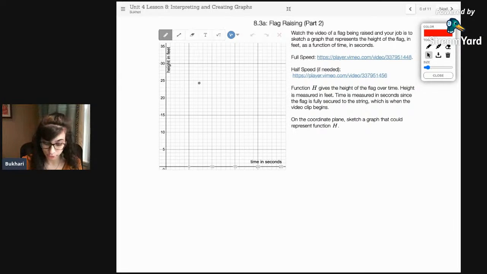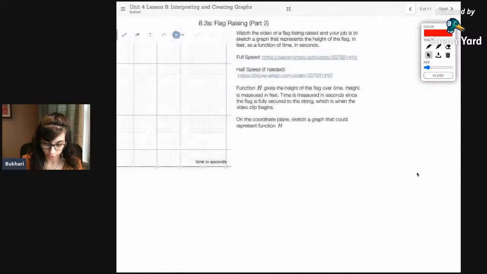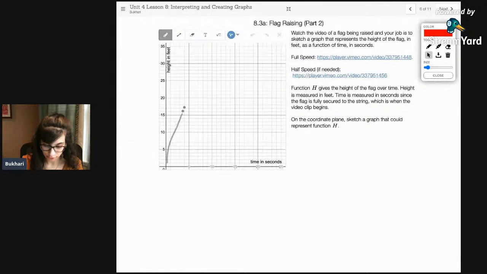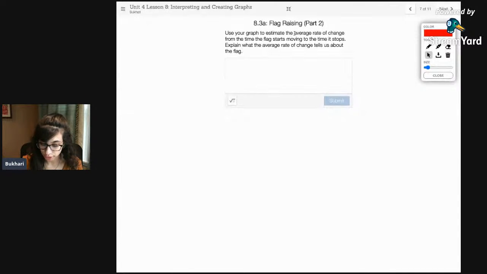So it doesn't give you the height, but how can you estimate what the height is going to be? If you need it in full speed, it is over here. If you need it in half speed, it is over here. And when you're sketching your graph, let's just say this is your graph, this is not a correct sketch, you can use that to help you find your average rate of change. Average rate of change comes from lesson 7.